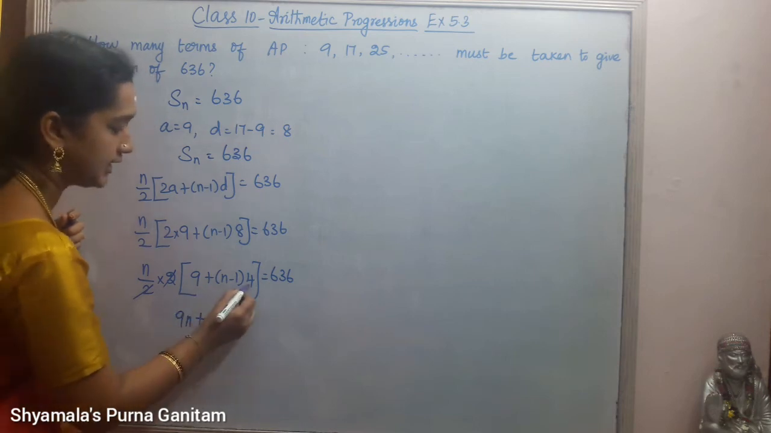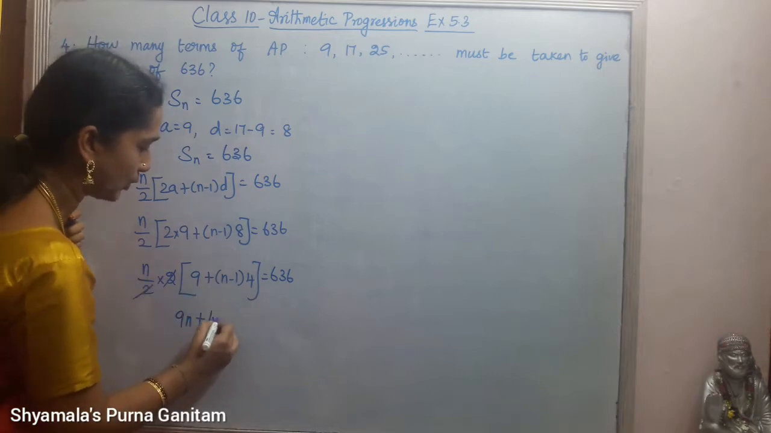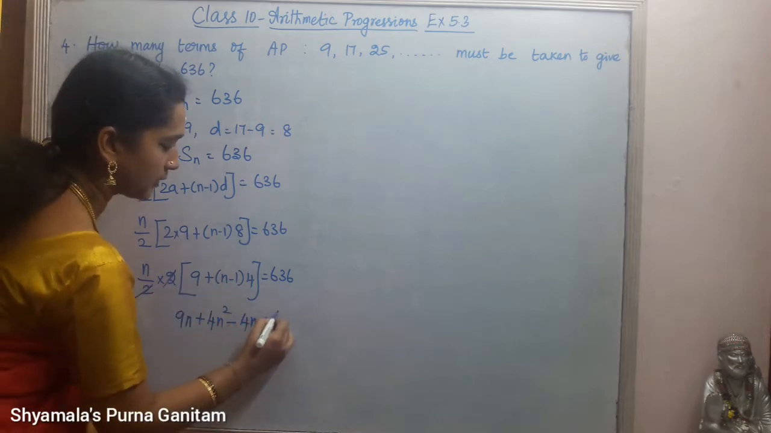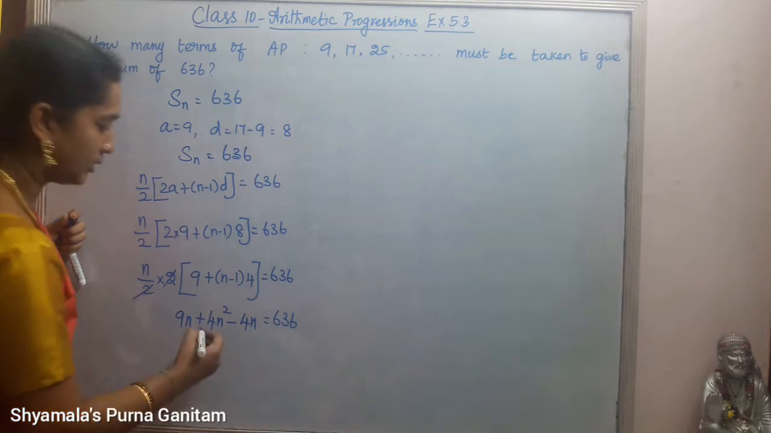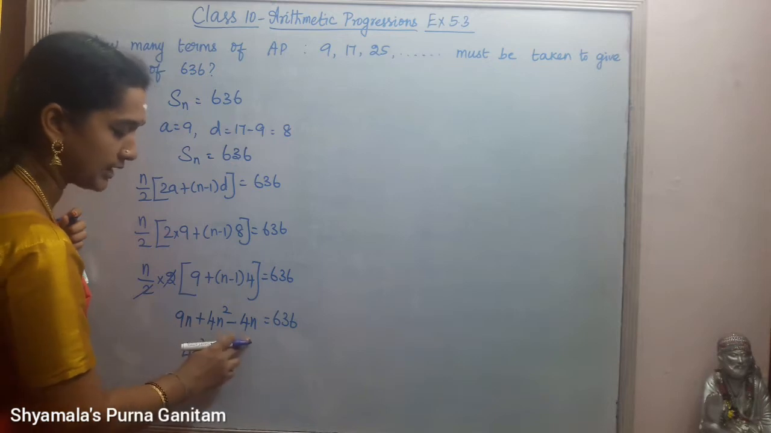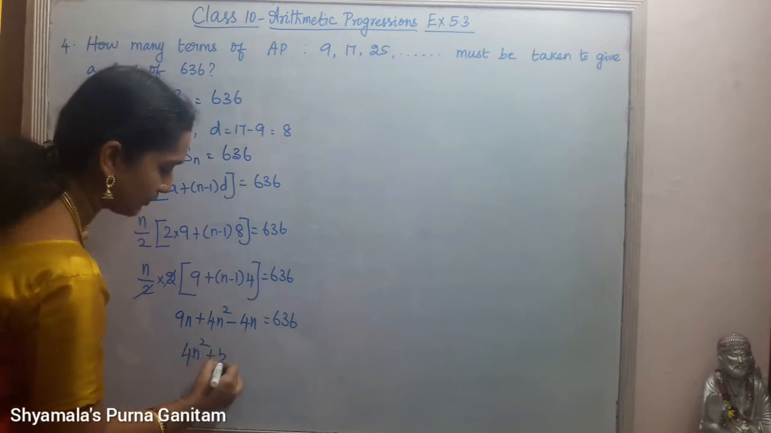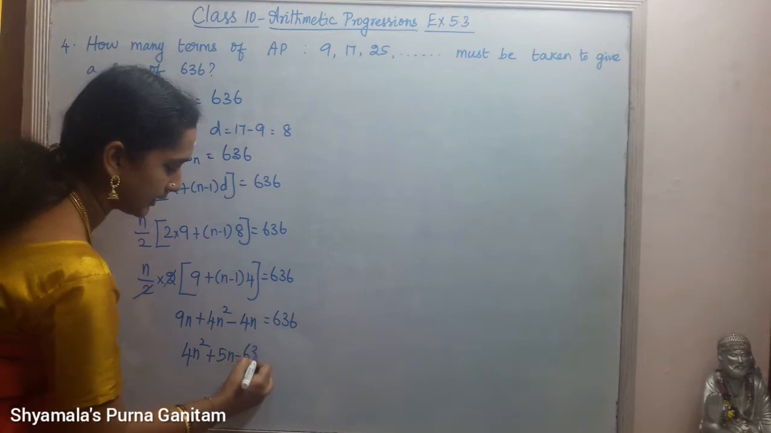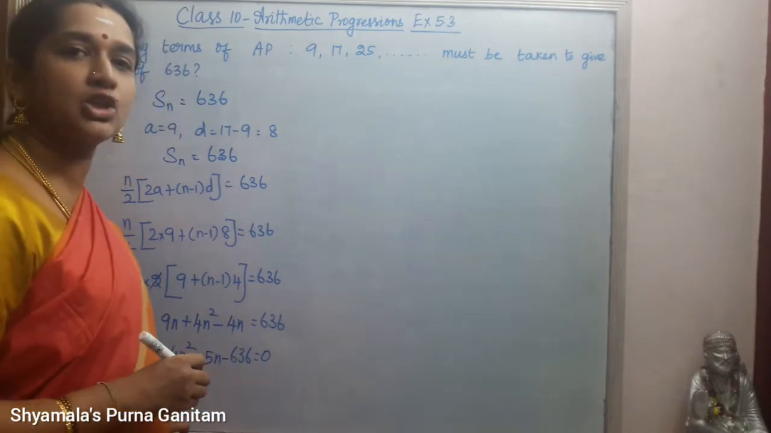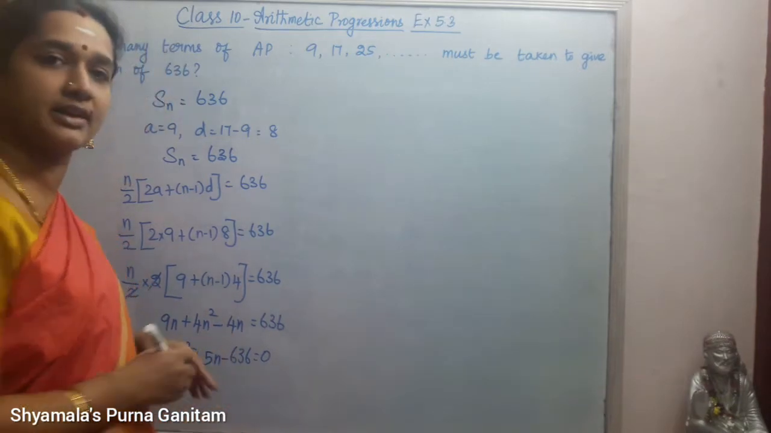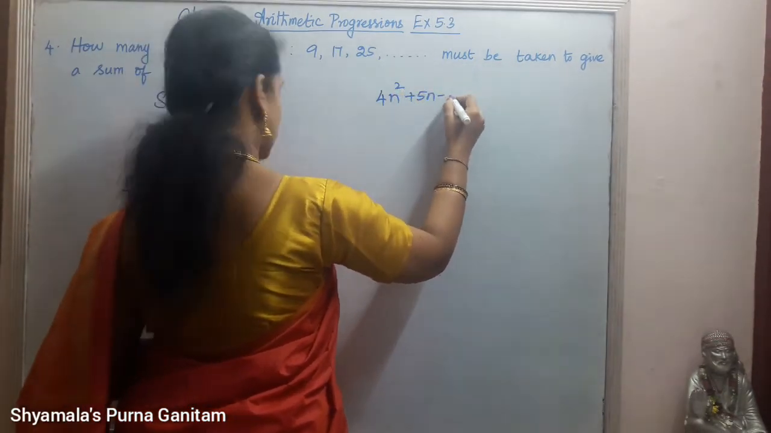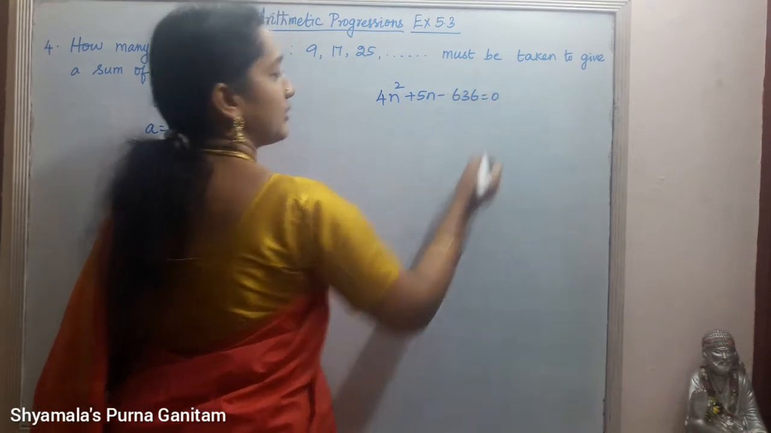So it will be 9n plus, here 4 is there, into n will be 4n squared, minus 4 into n is 4n, equal to 636. Okay, so here we will get 4n squared plus 9n minus 4n, it will be plus 5n minus 636 is equal to 0. Now we will find the factors of 4n squared plus 5n minus 636.